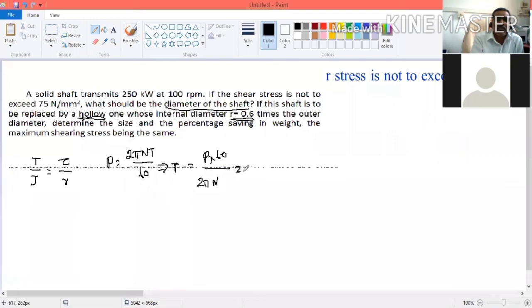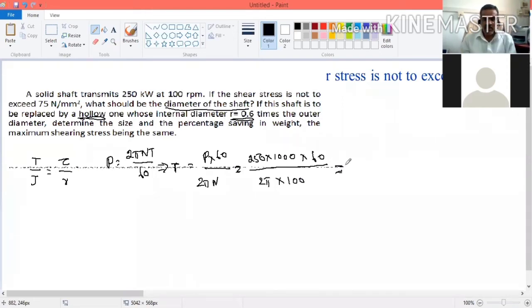So now what is the power? Power is equal to 250 kilowatt. You substitute in watt. So 250 multiplied by 1000 multiplied by 60 divided by 2 pi N, where N is 100. So calculate the value of torque. What is the value? 23885 Newton meter. The unit is Newton meter.